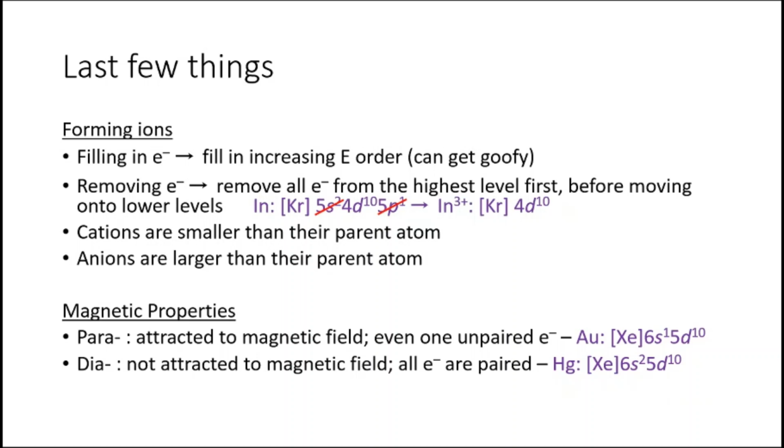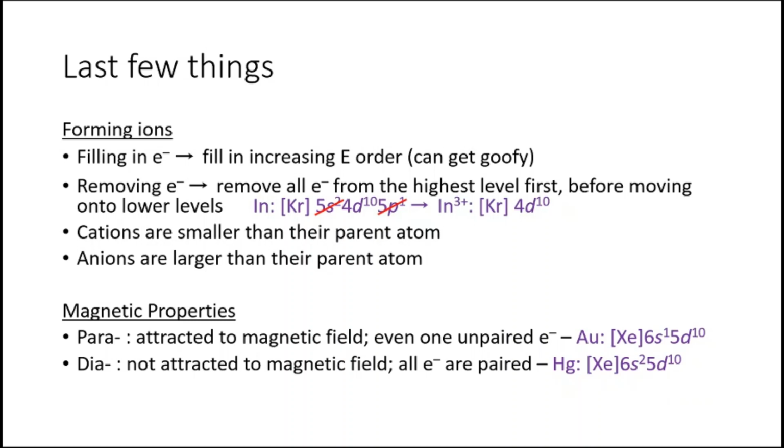Whereas on the other end of these things, you have these diamagnetic non-attractions. And so diamagnetism is whenever you have a substance that is not attracted to a magnetic field. The reason for this is every single one of those electrons is paired up. And so for example, mercury. Mercury is not attracted to a magnetic field because it has 6s2 5d10. 6s2, there are 2 electrons in the s orbital, completely filled up, meaning that each one of those electrons is going to have a partner. 5d10, again, every single one of those up arrows has a down arrow.